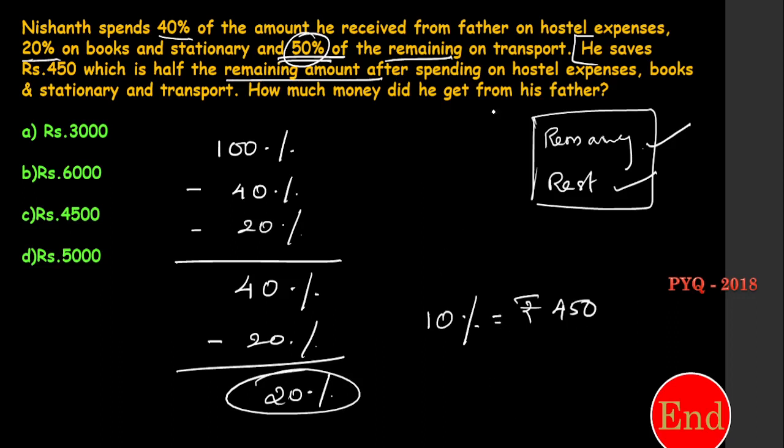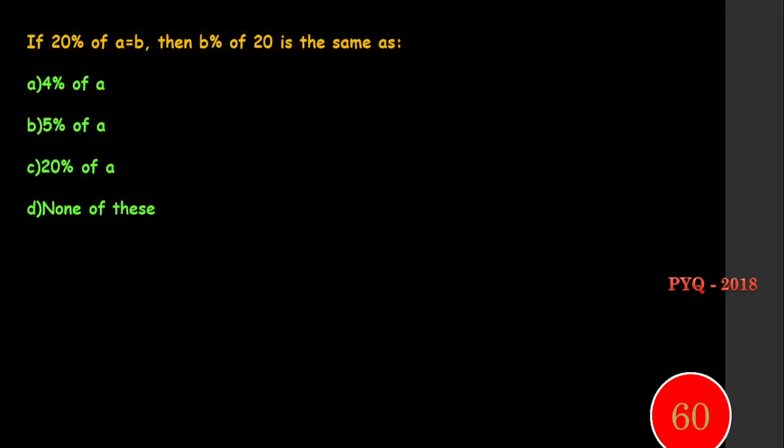Now the question is, how much money did he get from his father? 100%. So 10% is 450, means 100% will be 4,500. That is the right answer. Clear? Next question. Start doing this.